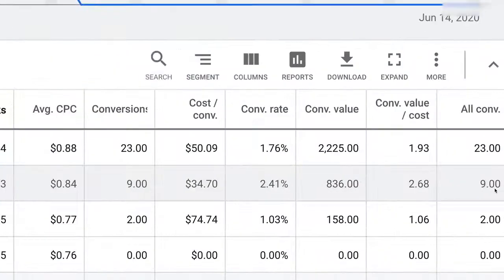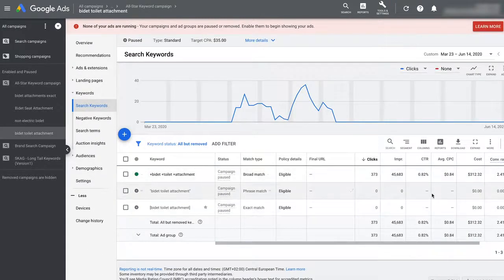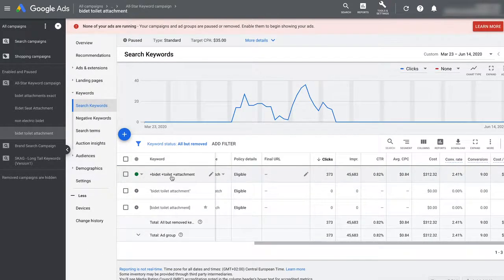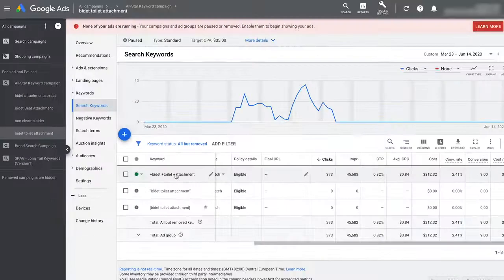Okay, bidet toilet attachment. Not sure why you would pause this one. This wasn't your best. This was your best one, but it's okay. Let's see. It was, okay, cool. So this was the modified broad match, okay? And this did really well.